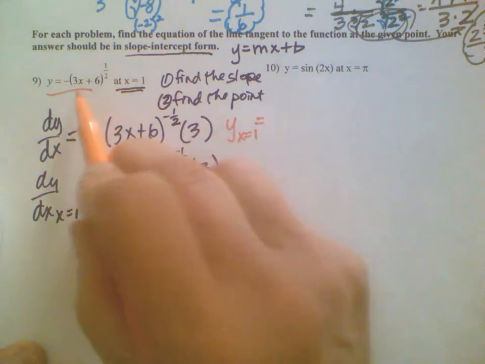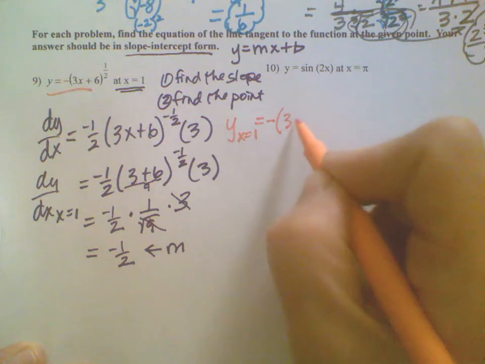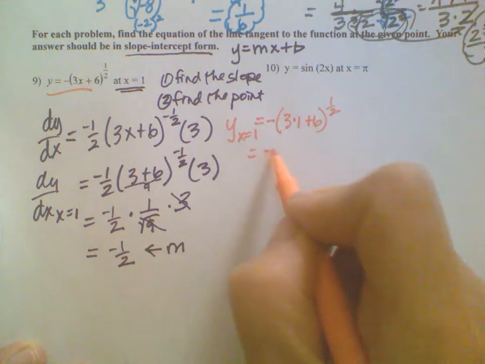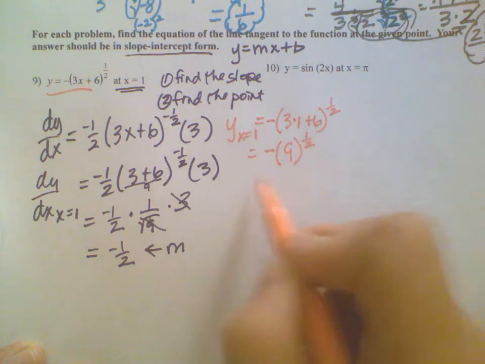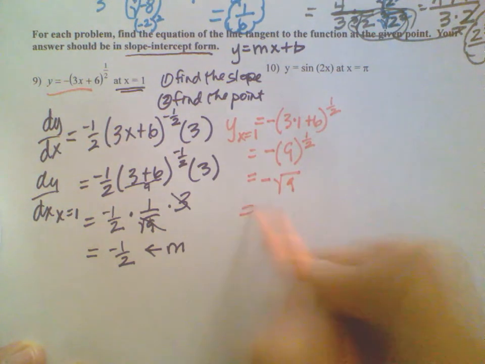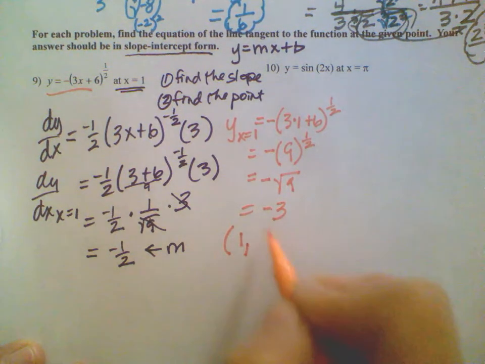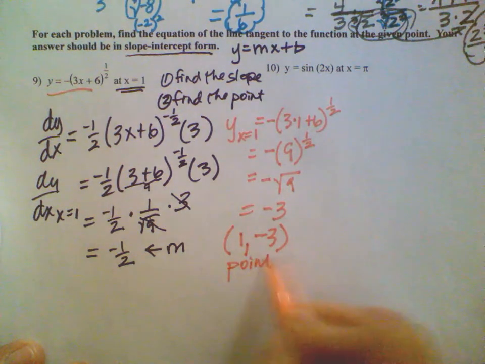And so I'll plug it into the original. This is the opposite of 3 times 1 plus 6 raised to the 1/2 power. So this is the opposite of 9 raised to the 1/2 power, which is the opposite of the square root of 9, which is negative 3. So the point that I will use is when I input 1, I got an output of negative 3. So now here is my point.